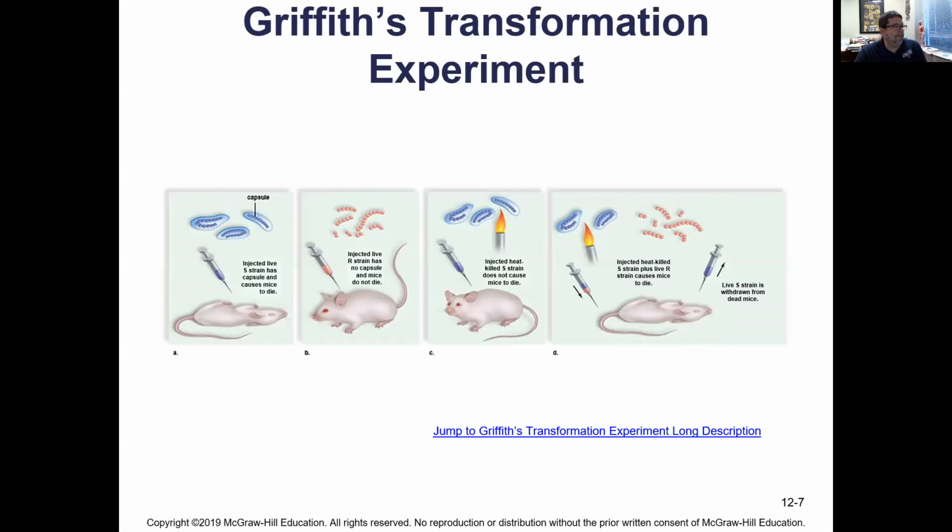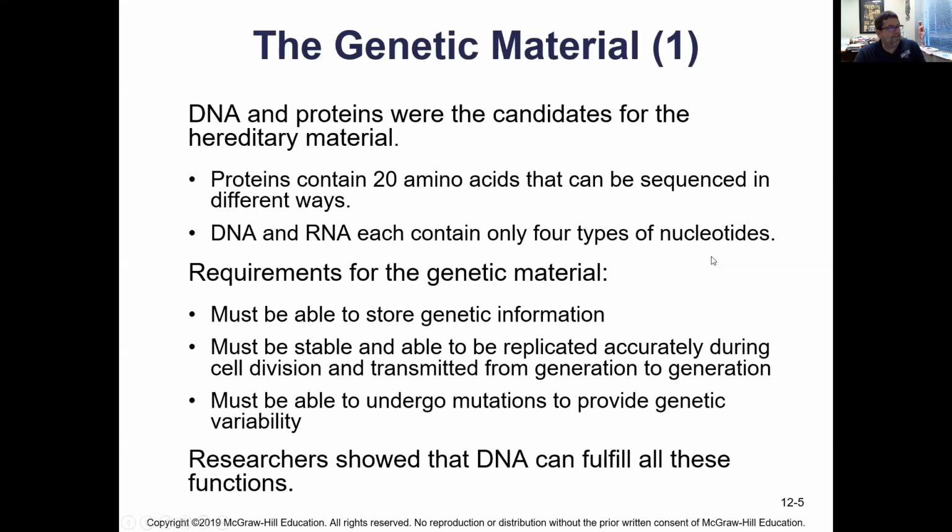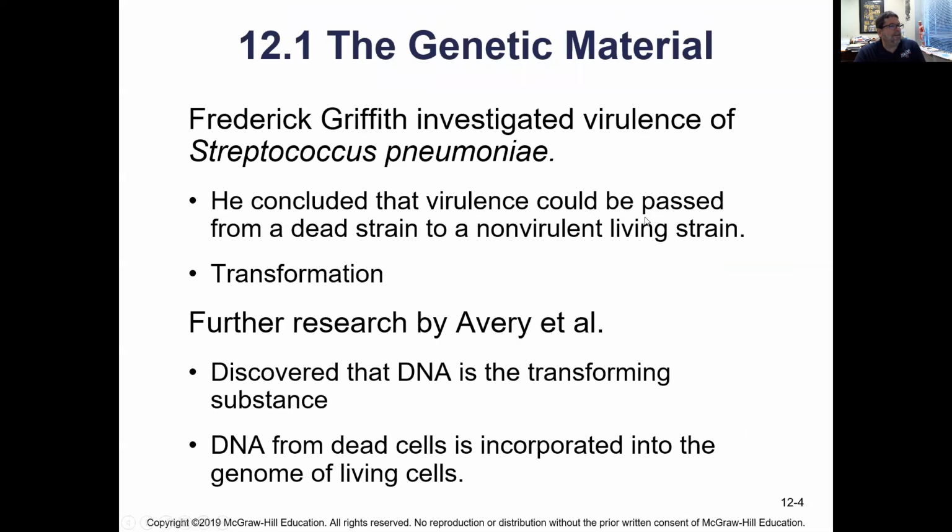But if you inject the heated, dangerous S strain, killed, and then inject the non-virulent live R strain, then the mouse dies. The live R strain doesn't normally kill it, but it somehow takes up that DNA, we now know, into its genome and kills the mice. So he said there's some type of transforming agent here, and that was the point of his experiment. He concluded that the virulence could be passed from a dead strain to a non-virulent living strain, and he called that transformation. Later on, they discovered that the DNA is the transforming substance.